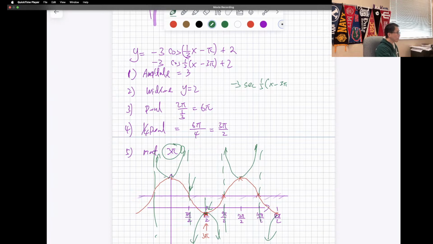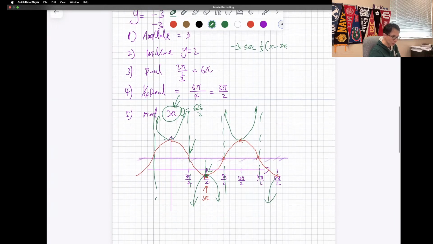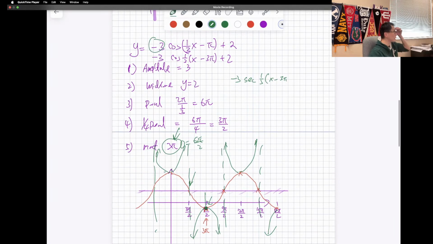Why did you start there? Move one further over, because this is right at 3 pi. 3 pi is 6 pi over 2. And at 6 pi over 2 at this point, because it's a -3 cosine, it's a trough. It's going from the midline down 3 units. Well, that's inside the parentheses.